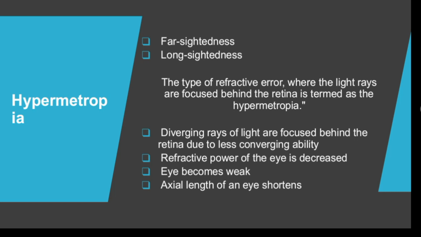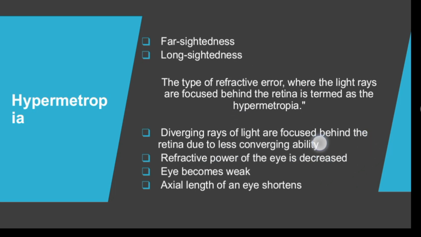While focusing on near objects, divergent rays of light are coming from the near or close-up objects, right? So in order to focus those divergent rays, the eye needs more power to converge. But due to the lower eye power in hypermetropia, the power of the eye is so low that it does not converge the divergent rays coming from the near objects in time onto the retina, right? So they converge slightly behind the fovea or behind the retina, which causes a problem for the patient to see near objects. So diverging rays of light are focused behind the retina due to less converging ability, right?